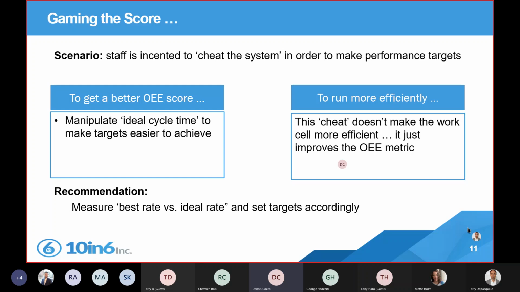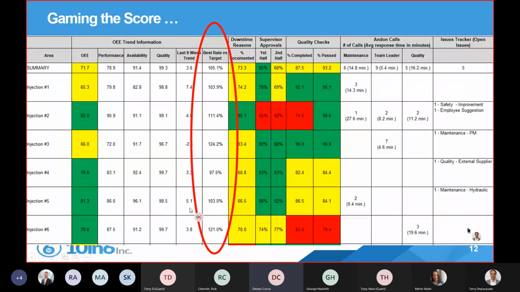That should be what your 100% OEE score should be. And then what we do is we create a percentage of your best rate versus what your current ideal rate settings are, and present that to you in a simple metric here that you can see. And it'll aggregate across all products that you run how easy your target is. The higher the number, the easier your target is to hit, which means you're kind of cheating the system.